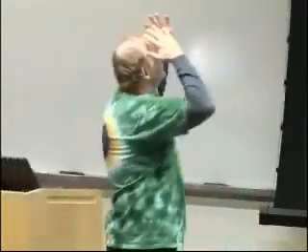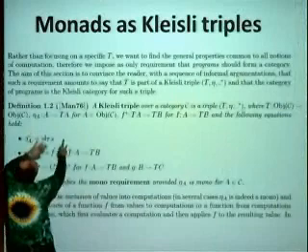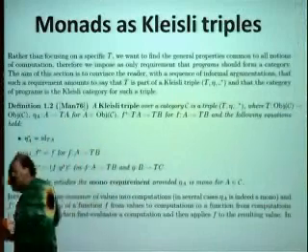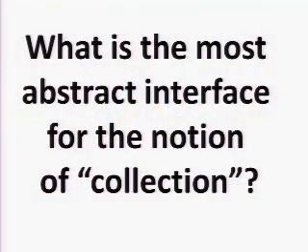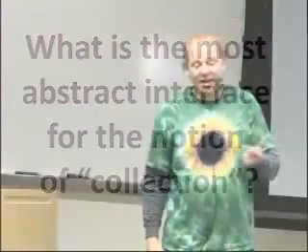If you go to Wikipedia and you look up monads, it's like, oh, monads are Kleisli triples, and it's like, again with functors, very complicated. But fortunately, it's not that complicated. Monads are really, really trivial. If you look at it from a programming point of view, monads are just an abstract interface for collections.